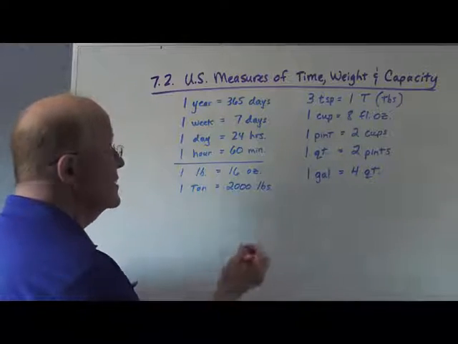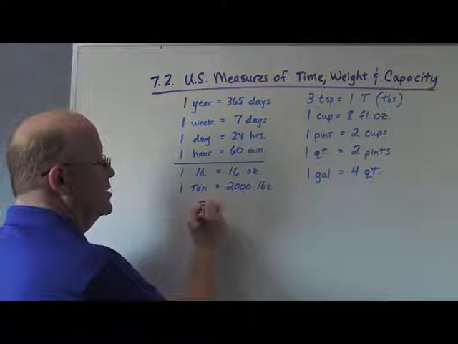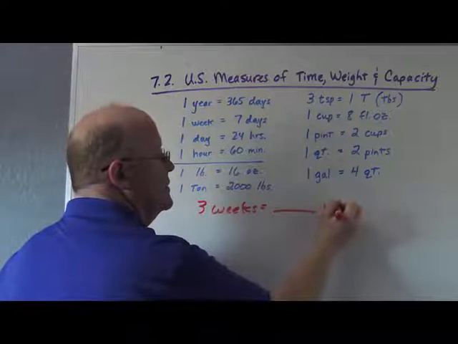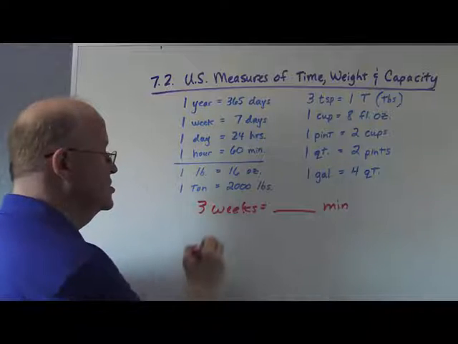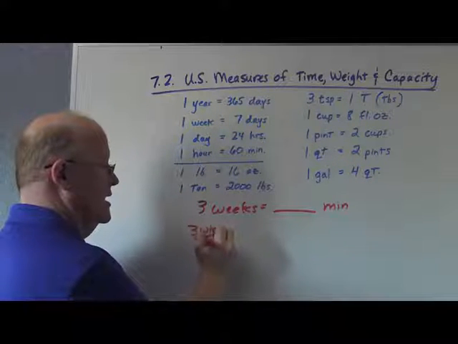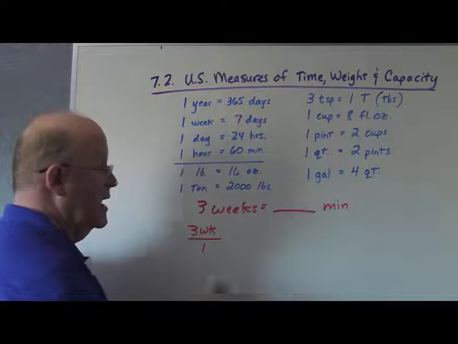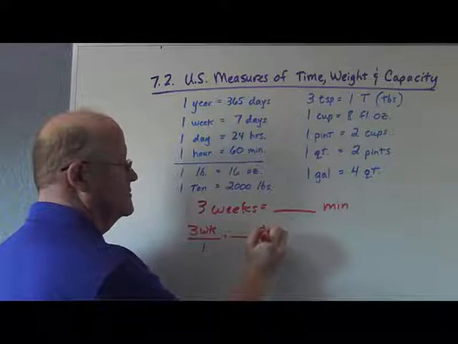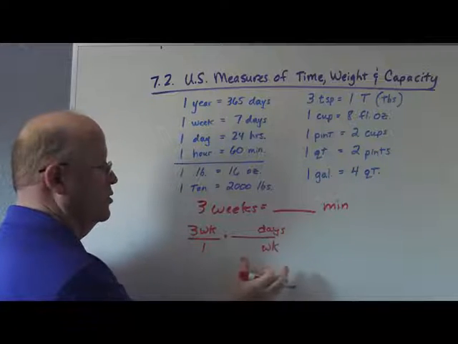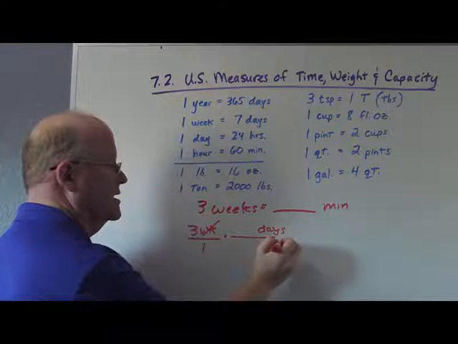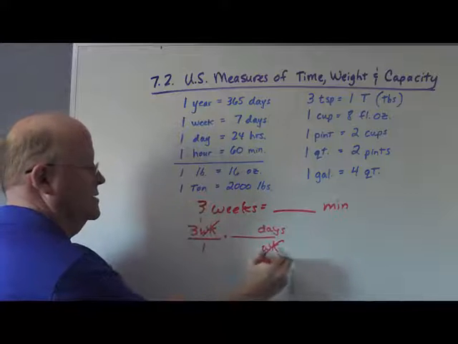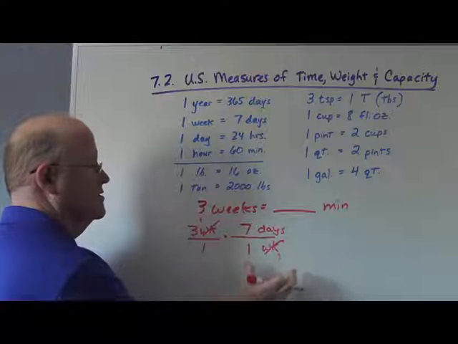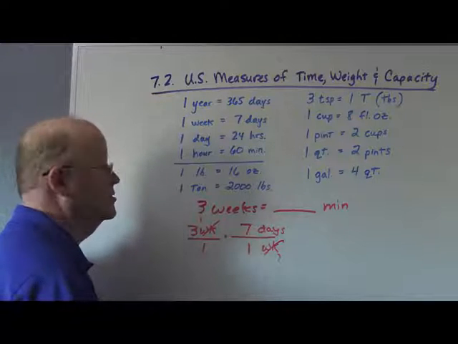For example, let's say we have 3 weeks is equal to how many minutes? Well, I would start with 3 weeks and put that over 1. And then I would convert the weeks into days. Well, notice what I'm doing here. I'm multiplying by a fraction such that I can cancel out the week unit, and 1 week is equal to 7 days, so this fraction is equal to 1.